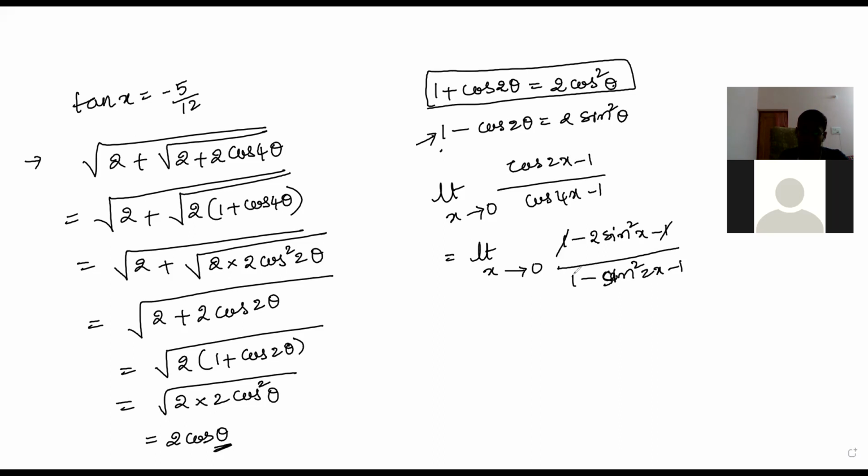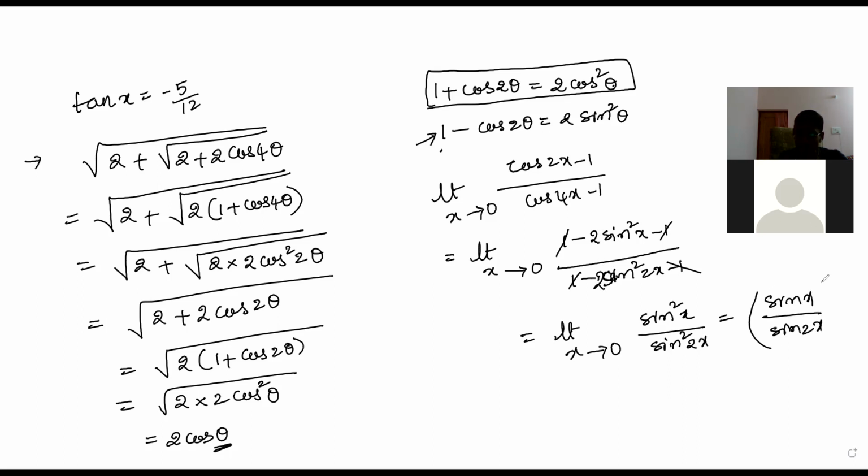Correct. This is what we have done. Yes, sir. And then 2 also gets cancelled. So it extends to sine square x by x square, 2x. Yes, this you can write as sine x by sine 2x whole square, right? Same limit applies here also. Sir, yeah, that is also right. Yes, you have to divide with x, right?